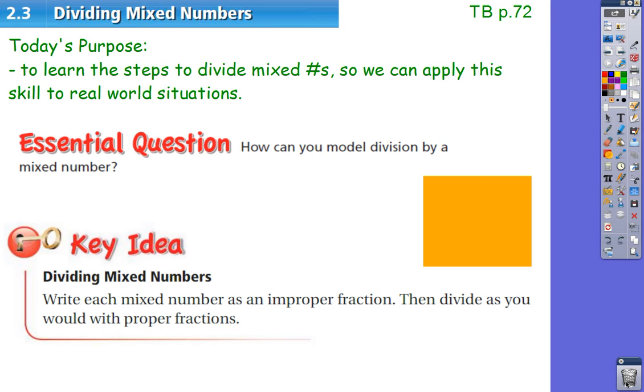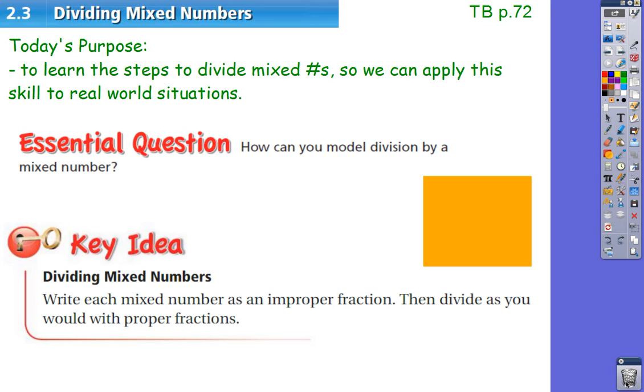Okay, our purpose today is to learn the steps to divide mixed numbers so we can apply this skill to real-world situations. So first we need to talk about how we can model division by a mixed number. The key idea that we're going to address is how to divide mixed numbers. First thing you have to do is write each mixed number as an improper fraction. Then you're going to divide as you would with proper fractions.